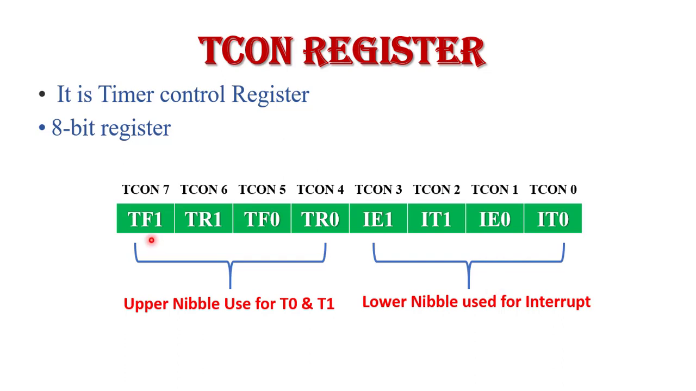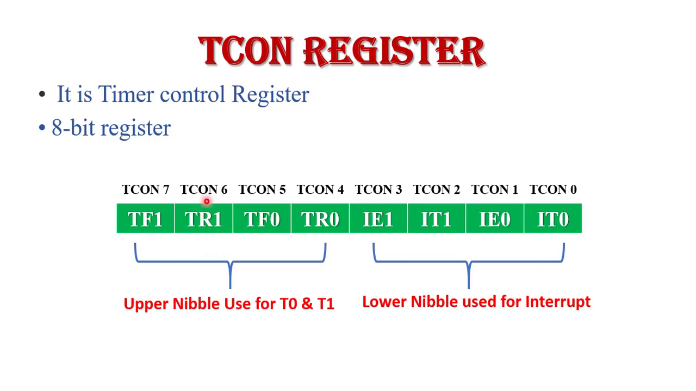First I explain the upper nibble, which is used for timer 0 and timer 1. First I explain the function of the TCON 7 and TCON 5 bits. These two bits are used as the overflow flag bit for timer 1 and the overflow flag bit for timer 0. If an overflow condition occurs in the counter, these bits get set, otherwise reset.